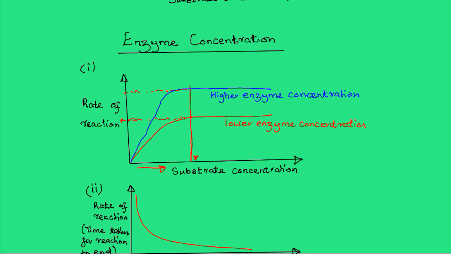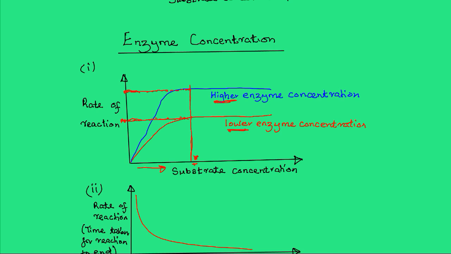So if we pick, let's say, this point here, at this specific concentration of substrate, a lower concentration of enzyme attains a relatively lower highest rate of reaction. Whereas at the same substrate concentration, using higher concentration of enzyme, we are able to attain a relatively higher rate of reaction. So in this graph here, you can compare a difference in enzyme reaction. At a higher enzyme concentration, the highest rate of reaction attained is higher than at a lower enzyme concentration.